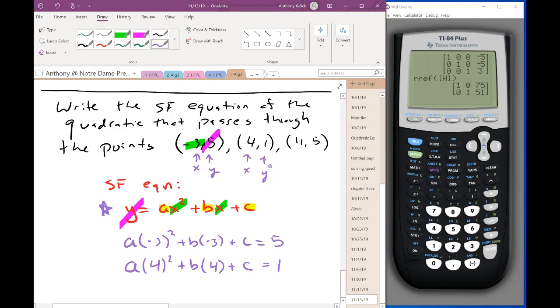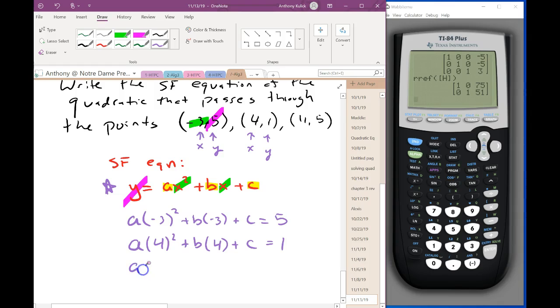What's the third equation going to be? A times 11 squared plus b times 11 plus c is equal to 5. Again, all I did was plug in my x's and y's. Everybody happy with that? Not too bad, right?